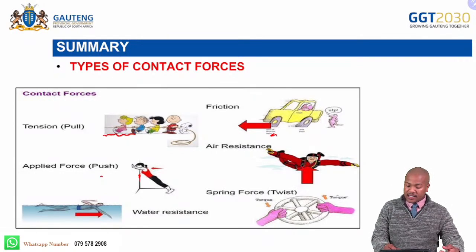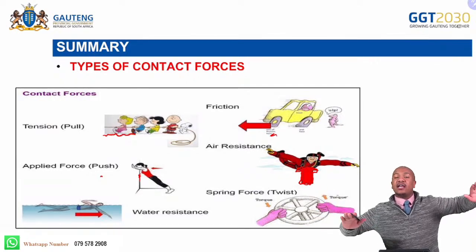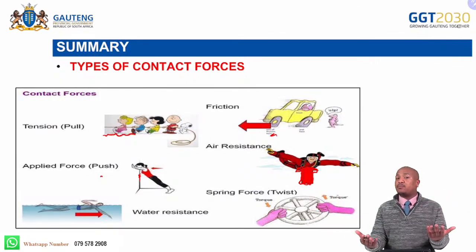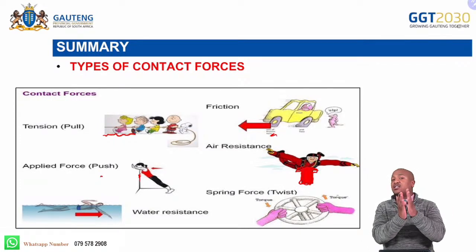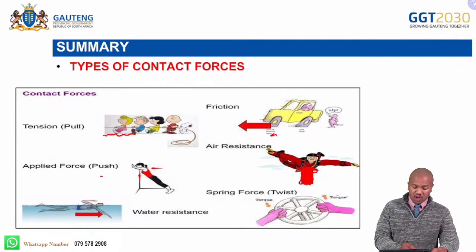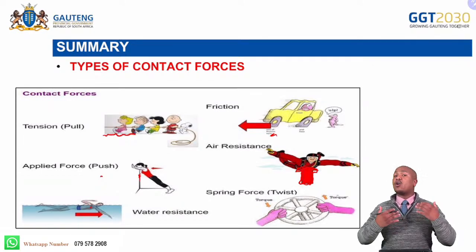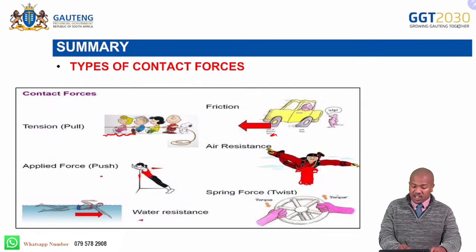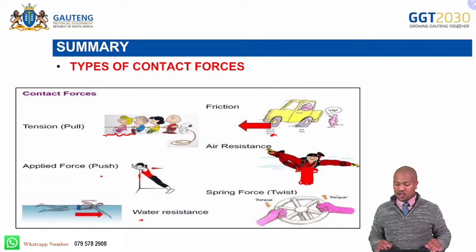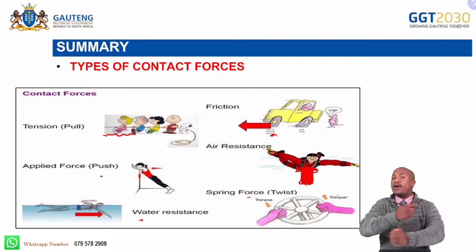And air resistance is an example of contact force, because as this person is skydiving, there is air, which is matter, it occupies space and has mass, so it acts against this person to apply force on him. Also this person swimming is an example of a contact force, because he is in contact with the water, and the water is offering some resistance to him as well. And the spring force twist, where you have to touch this metal to be able to twist and open it.